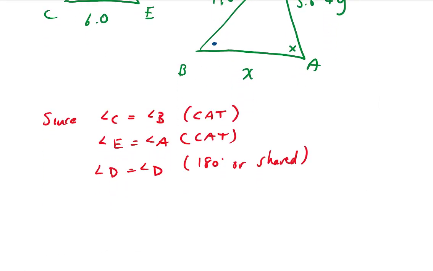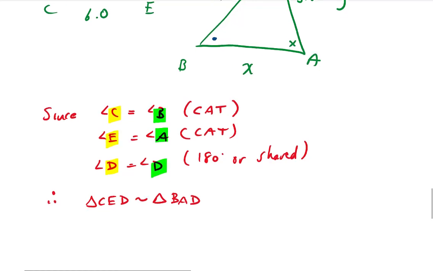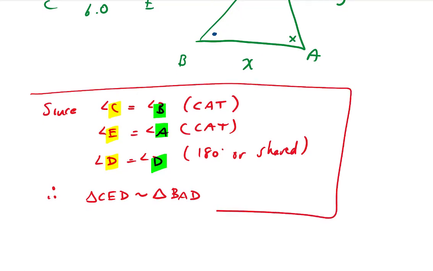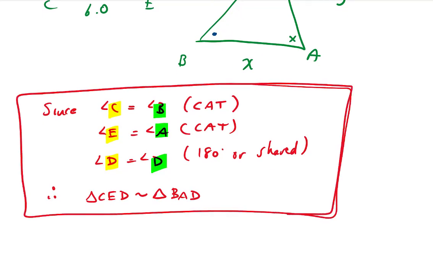All right, so then we can say therefore triangle, and if we do it in order that we see it here, CED, in that order, that's the first triangle. So triangle CED is similar to triangle, and then we look at the other triangle, BAD. So triangle BAD. Now that we've shown they're similar, we can use a scale factor to solve the problem.